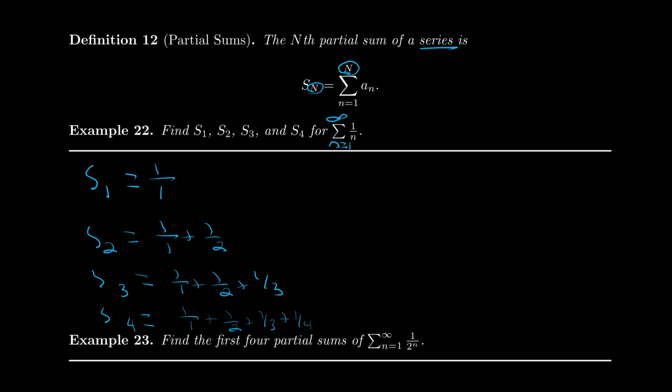Now, you want to do the god-awful math on all of this. Obviously, that's just 1. That's 3 halves. I'm okay with that. You do the math on this, you'll get 11 sixths. And then if you do the math on this, you'll get 25 twelfths. So that's it. S1 is 1, S2 is 3 halves, S3 is 11 sixths, and S4 is 25 twelfths.